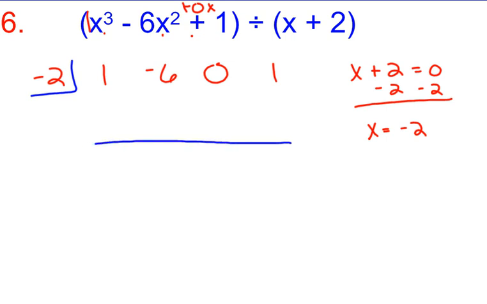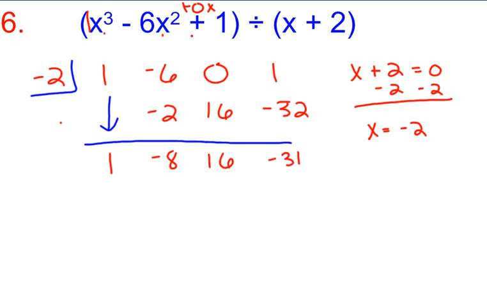I'll leave my line there again and bring my arrow down. So I have a 1. Remember, you multiply here, so 1 times negative 2 is negative 2. I would then add to get negative 8. Negative 8 times negative 2 is a 16. I add down the column. 16 times negative 2 is negative 32. And then I add here to get negative 31. Now we have our first remainder.